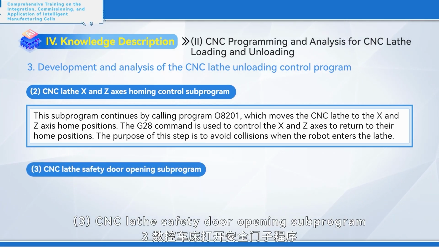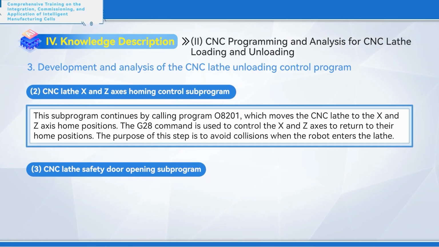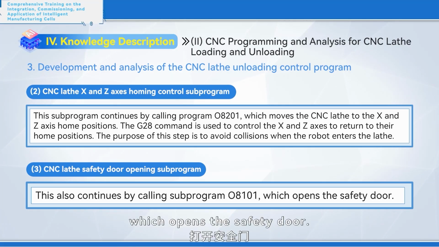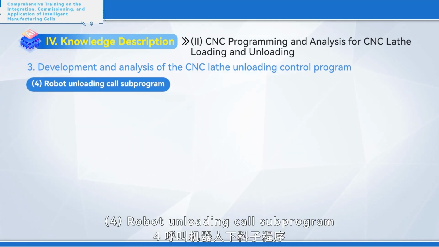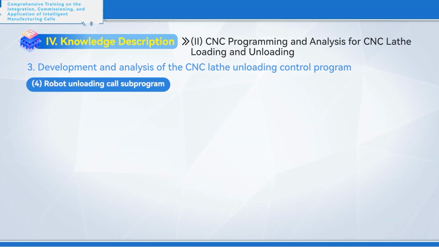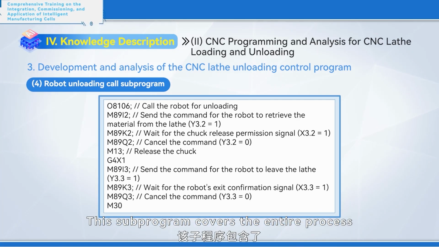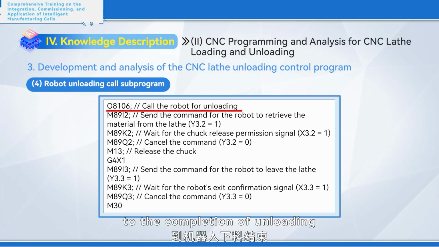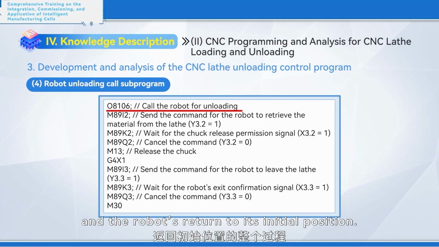CNC lathe safety door opening subprogram. This also continues by calling subprogram 08101, which opens a safety door. 4. Robot unloading call subprogram. This subprogram covers the entire process from the CNC lathe issuing the robot unloading command to the completion of unloading and the robot's return to its initial position.